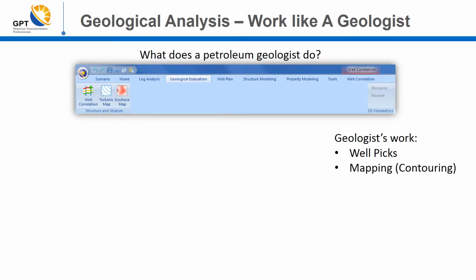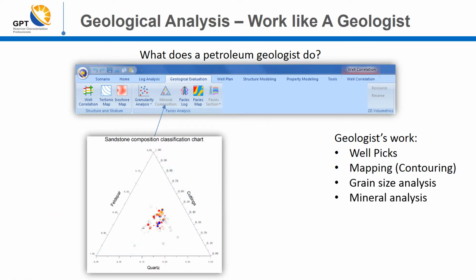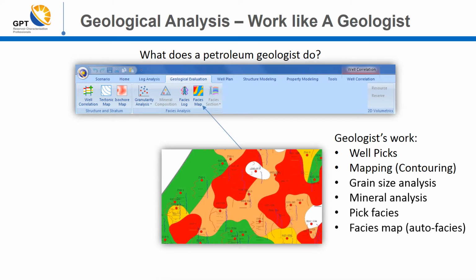Geologists love cores. If they have the core, they would like to do the grain size analysis, and of course, mineral analysis as well. And once they have the core, they can analyze the facies and then use their understanding to pick the facies log. Once they have the facies log, they can always go ahead and generate the facies map. In GES, actually we have this auto facies function, which allows the software to generate the facies map automatically for you. You can use this result as a first pass and then make the changes you would like.